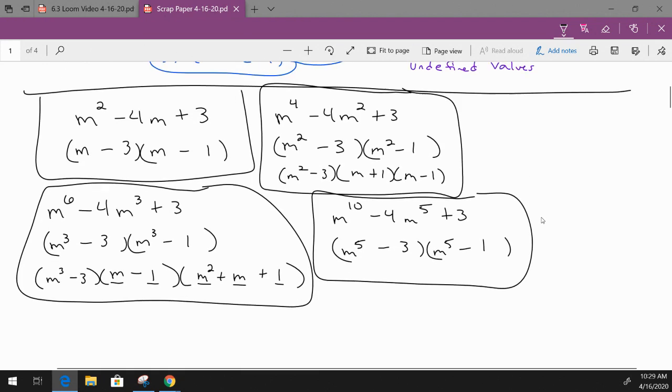All right, so hopefully that was helpful with the higher degree polynomials. And if you need any more help, let me know.